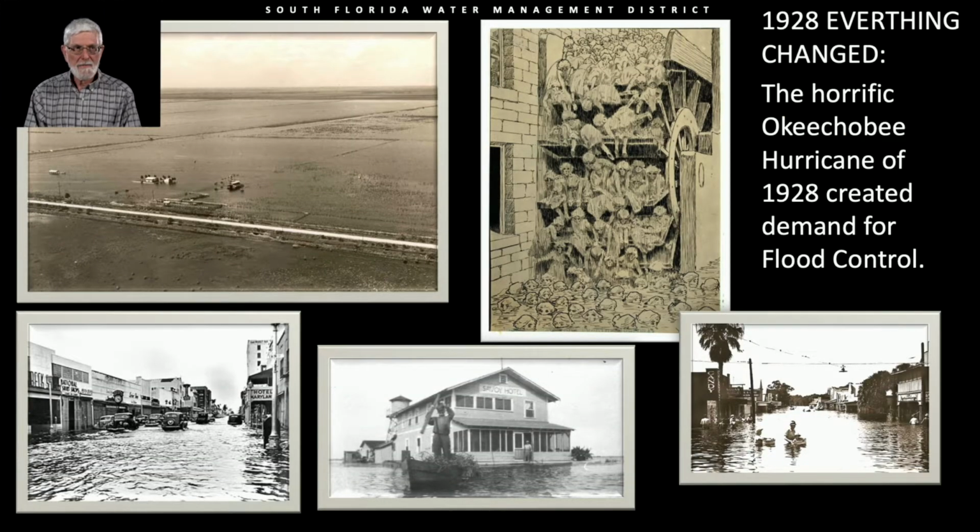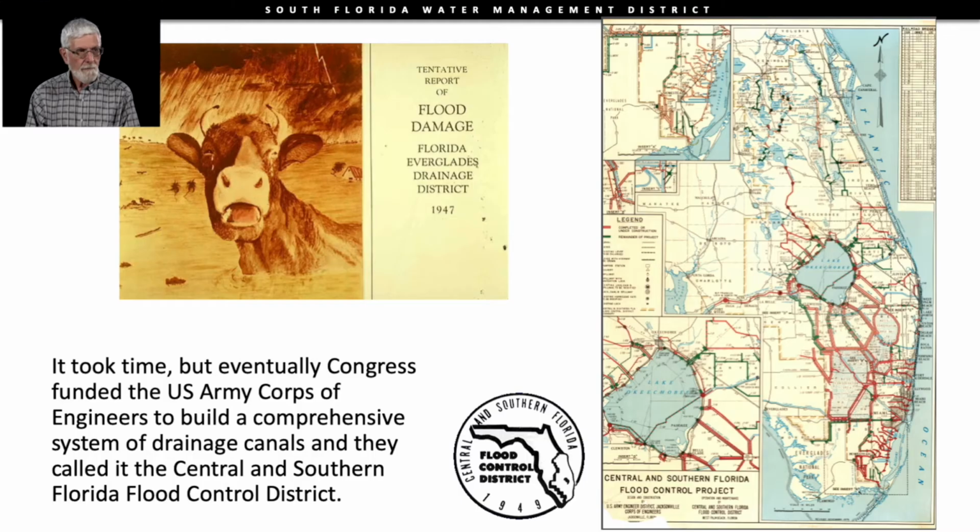By 1928, everything changed, and there was a horrific Okeechobee hurricane, and thousands of people died, and there was a call for flood control. It took some time, but eventually Congress funded the U.S. Army Corps of Engineers to build the Central and Southern Florida Flood Control District, which later became the South Florida Water Management District. And it took some time because the engineers had to really think out this massive new levee, canal, and water control structure system.